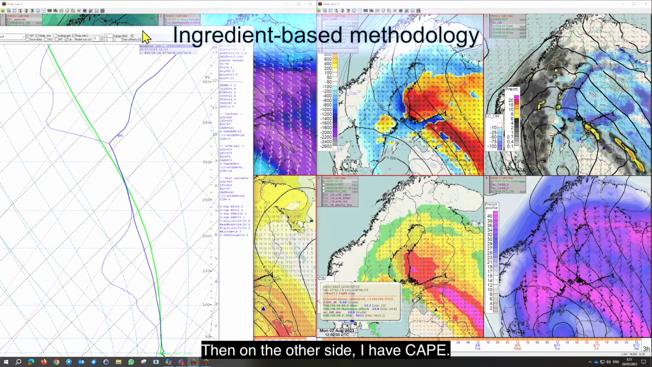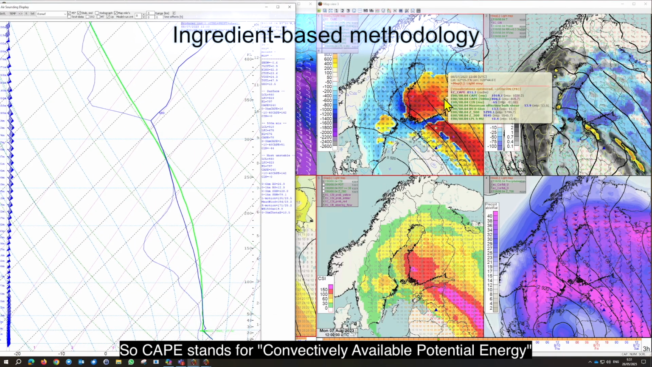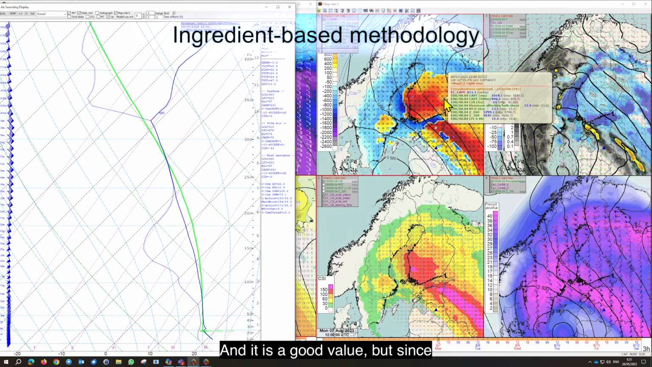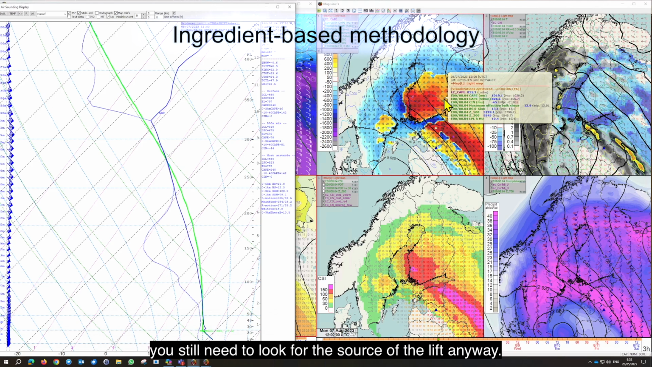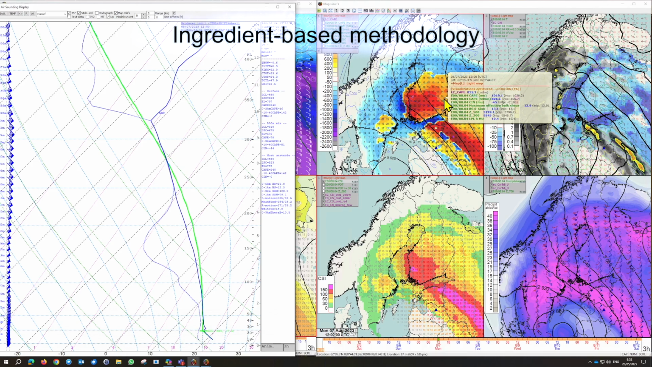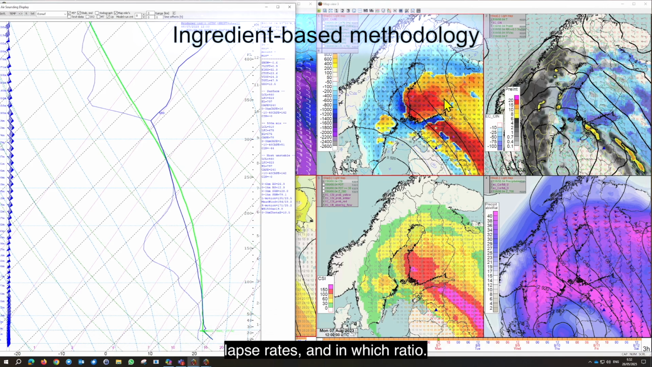Then on the other side, I have CAPE. So CAPE stands for convectively available potential energy. And it is a good value, but since it only combines the 2 ingredients, so the instability and the moisture, you still need to look for the source of the lift anyway. And if you have a large amount of CAPE, you don't know whether it's due to the moisture content or the deep lapse rates, and in which ratio.